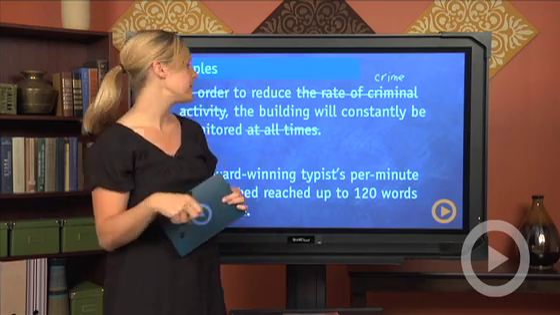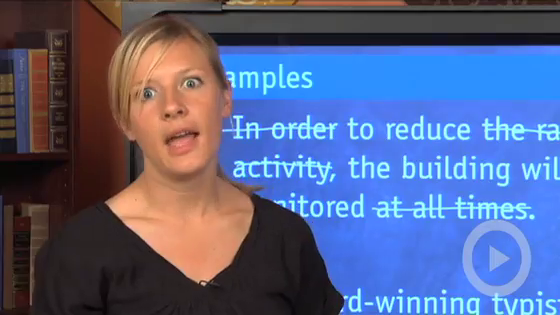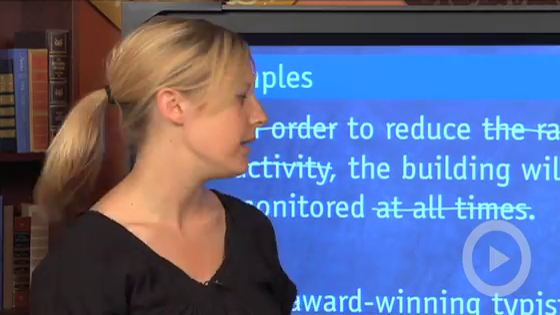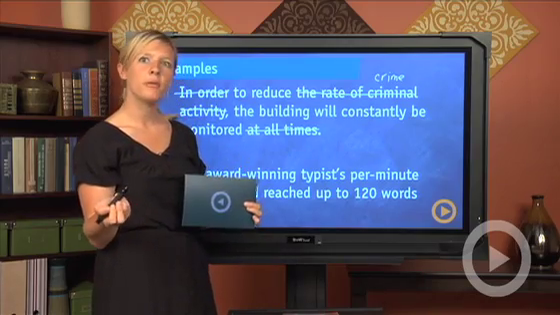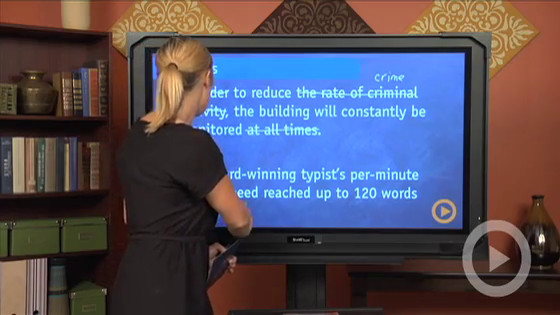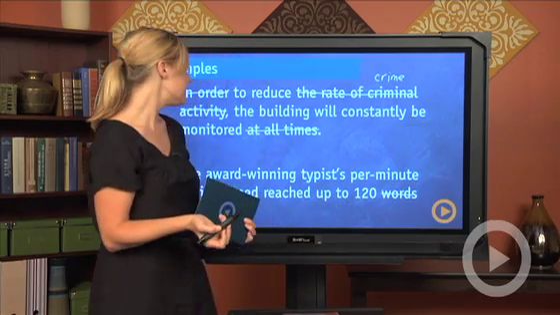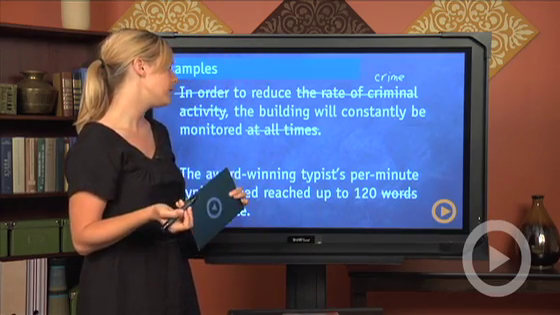Let's take a look at one more example. The award-winning typist's per minute typing speed reached up to 120 words per minute. Again, grammatically correct. It makes sense, but there's a better way that we could say it. Let's take a look. Well, we repeat the words per minute twice. So if you go ahead and eliminate this last one, it actually still makes sense. The award-winning typist's per minute typing speed reached up to 120.